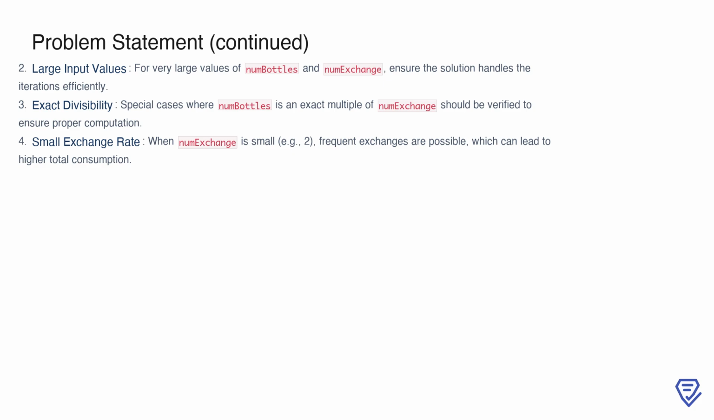Additionally, if numBottles is an exact multiple of numExchange, the process ends cleanly without any leftover bottles. Finally, when numExchange is very small, such as 2, frequent exchanges are possible, allowing for a higher total number of bottles consumed. These scenarios highlight the importance of carefully analyzing the exchange process to ensure accurate results.